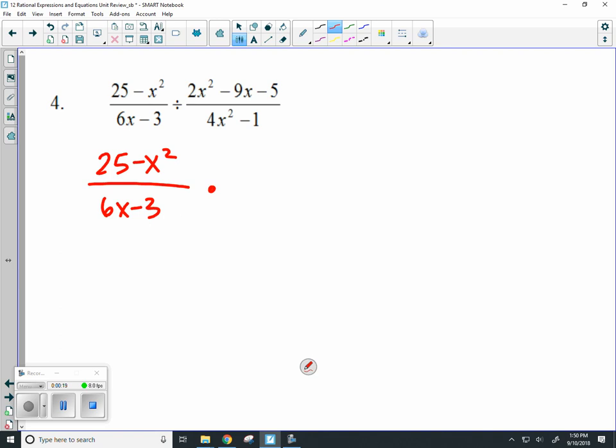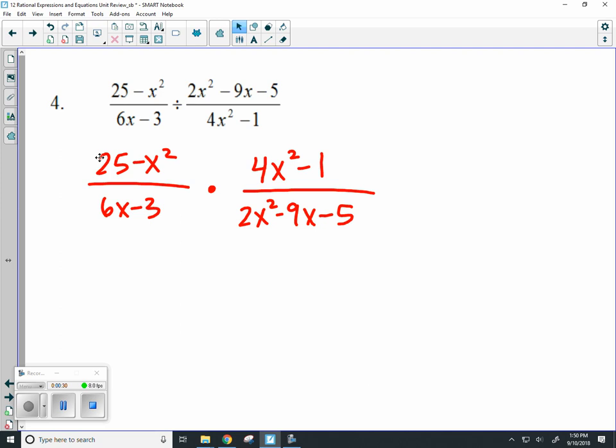So this changes to multiplication, and then you flip the fraction, and you don't change anything else about it. You just change the position of the numerator and denominator. Now this question really becomes just like the last one we did, where you want to factor everything. You don't need to get a common denominator.